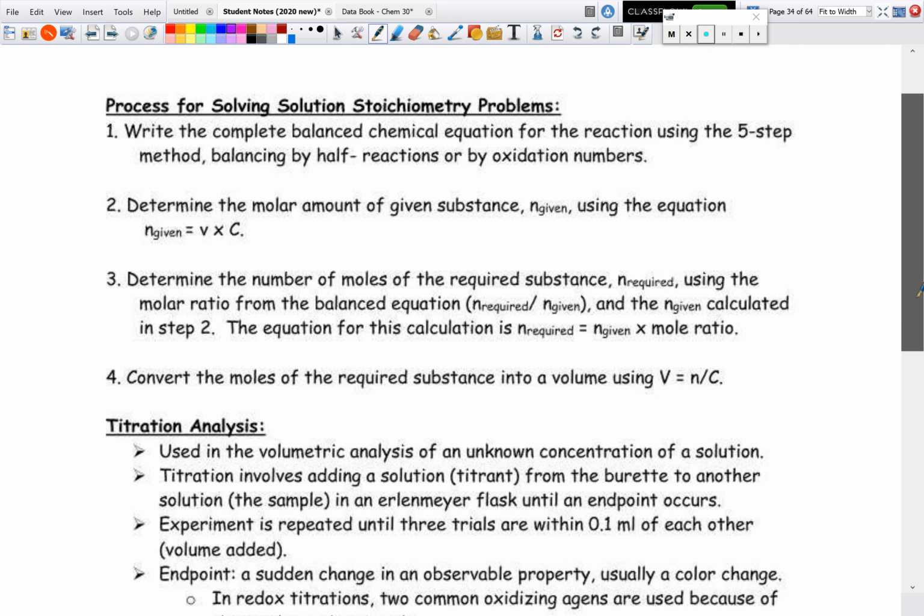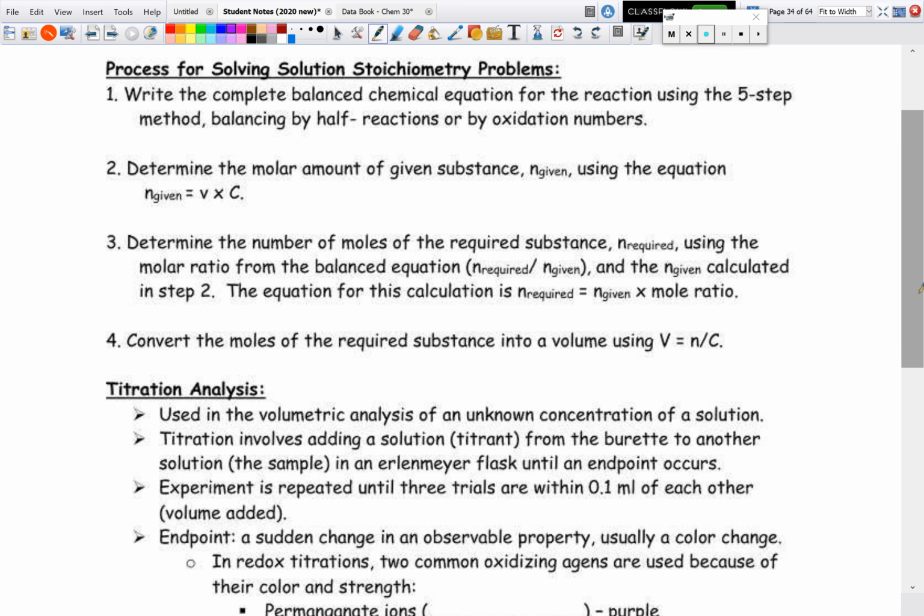Now the process for solving stoichiometry problems, we have our 4 steps right here. Now this is the same that you would have had in Chem 20. So we have step 1, writing out the complete balanced chemical equation. Now in this one right here, because we are dealing with redox chemistry, we will need to use the 5-step method. So there are multiple steps within step 1, but as long as we get our balanced chemical reaction first, we're fine.